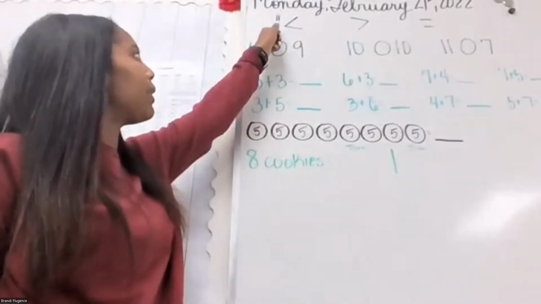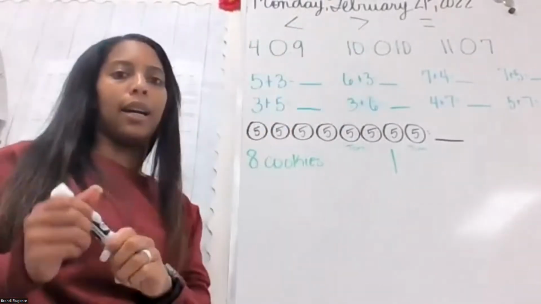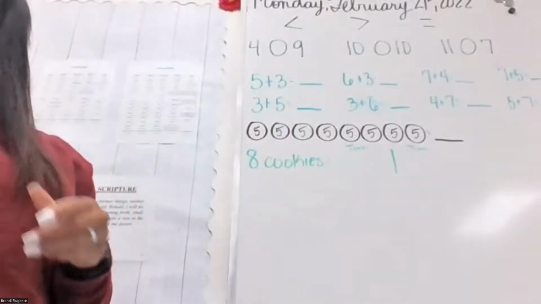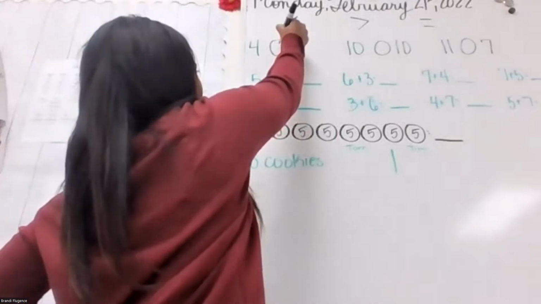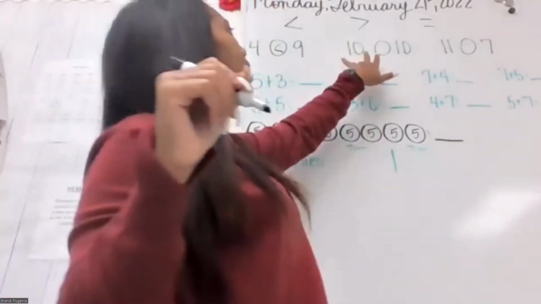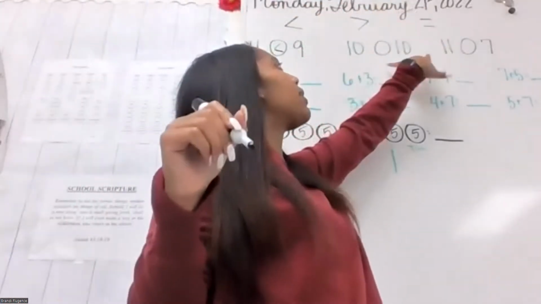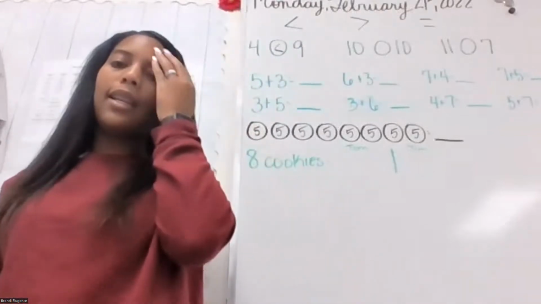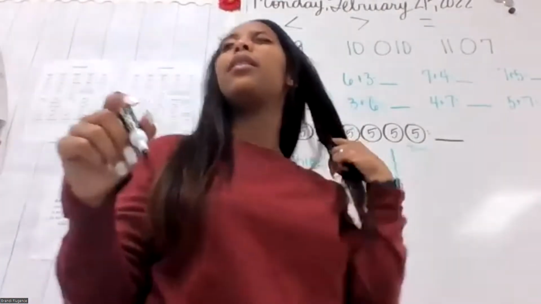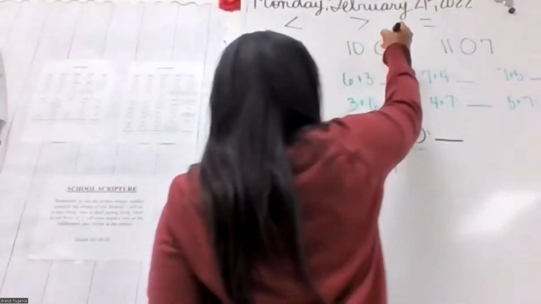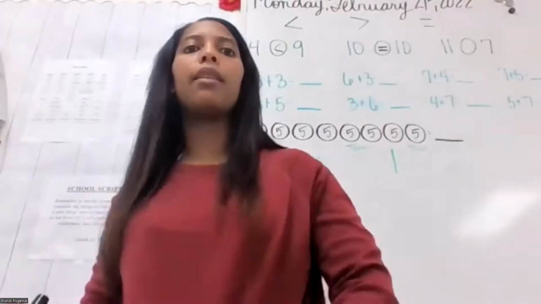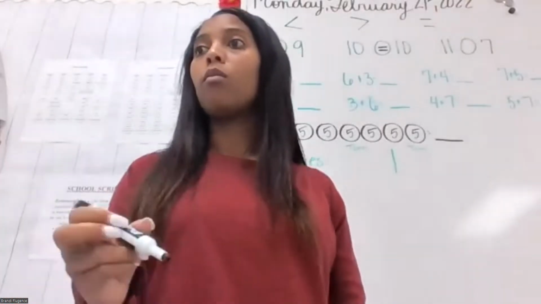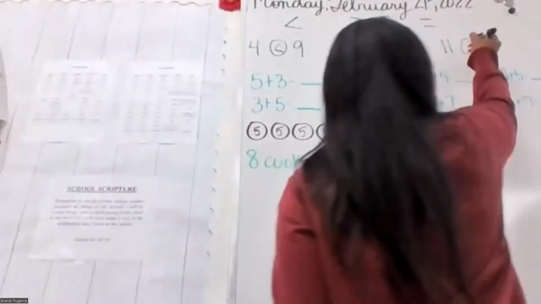So 4, is it less than, greater than, or equal to 9? Which one would it be? Less than. 4 is less than 9. Good. 10, is it less than, greater than, or equal to 10? Equal. Same number. And then 11, is it less than, greater than, or equal to 7? Greater. 11 is bigger than 7.